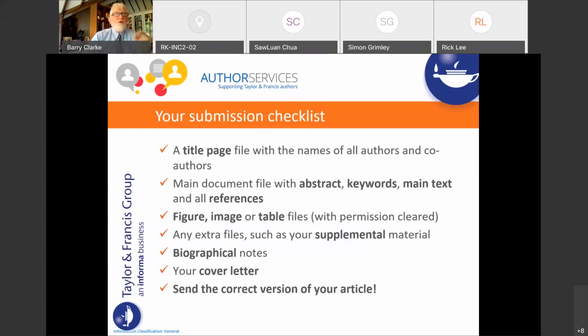There we go. As if to labor the point, make sure you send the correct version of the article. So that's coming to an end of my part of the presentation.